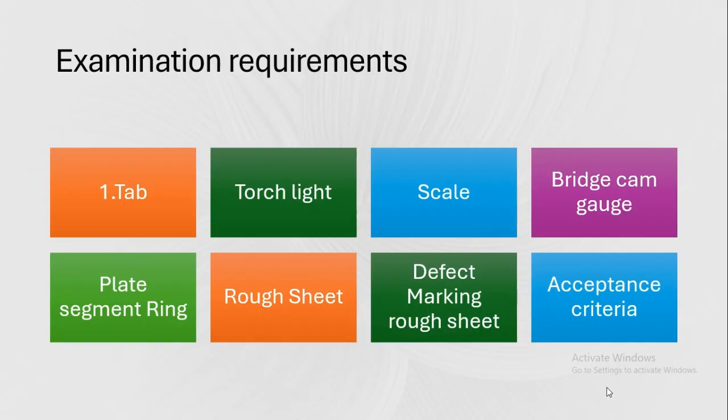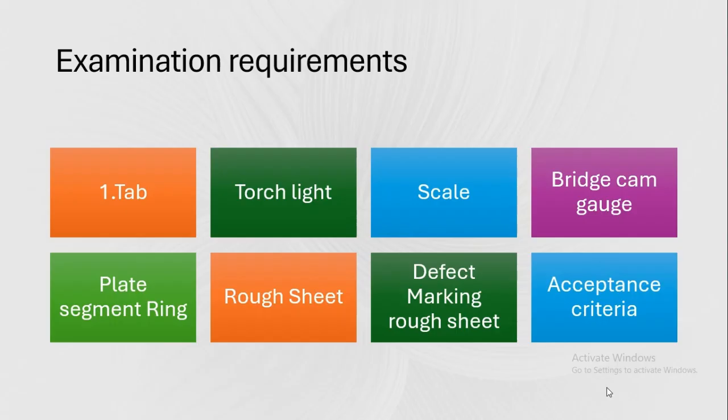Once you enter the examination hall, TWI representatives will provide the examination accessories: a tab, torchlight, scale, bridge cam gauge, and 8 segments of welding specimen. They call it a ring. In TWI there are two rings, ring one and ring two. Ring two is tougher than ring one.